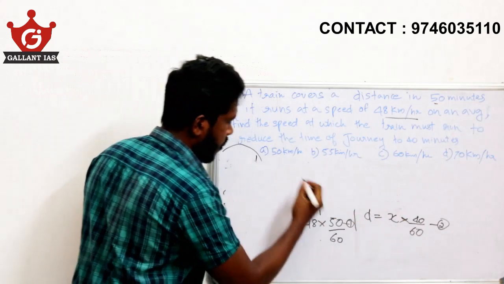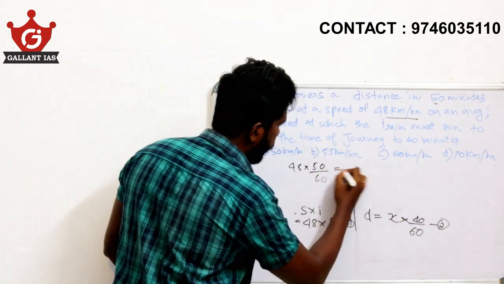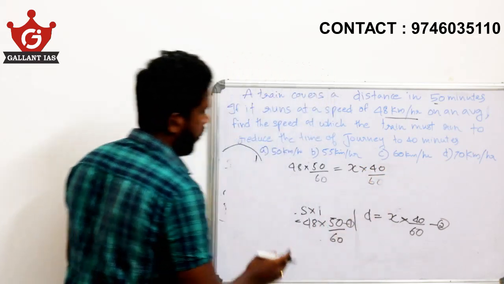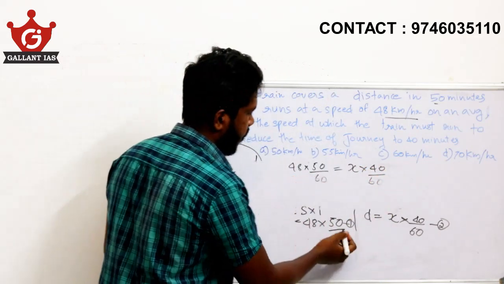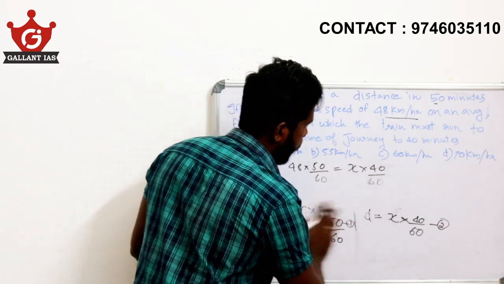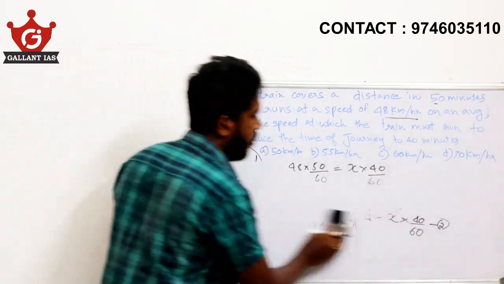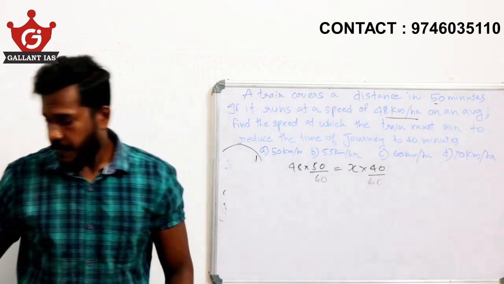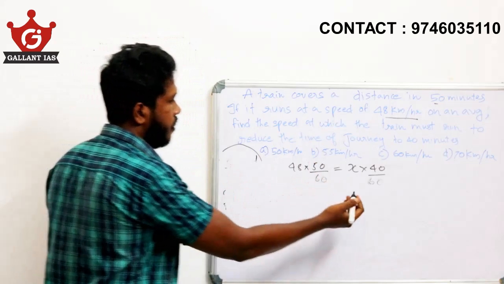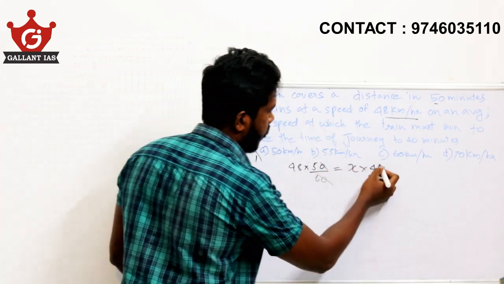Okay, so 48 into 50 by 60 is equal to X into 40 by 60. So 48 into 50 by 60, that is equation 1, is equal to equation 2, that is X into 40 by 60. Okay, now look here. From this, we need to find the value of X, and that X value will be our answer. Okay, so both the 60s get cancelled, and this 0 gets cancelled.